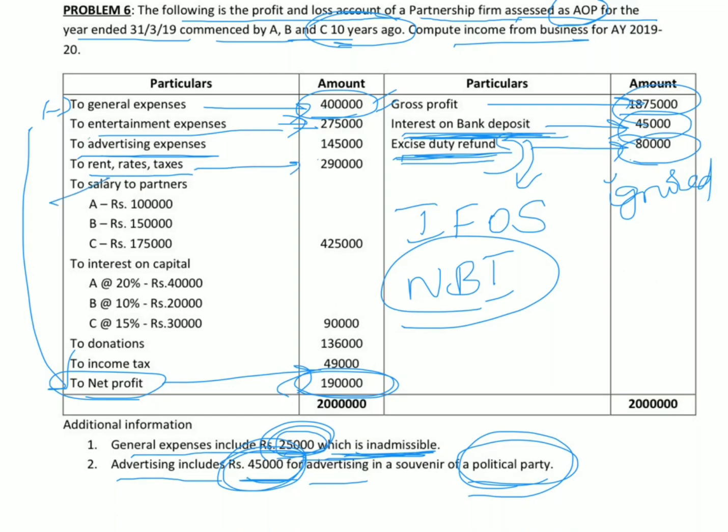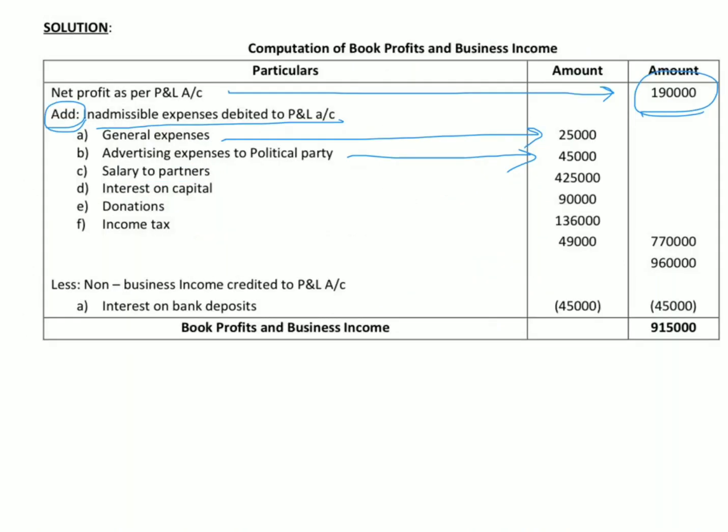The next point we have is salary. Salary, bonus or commission given to a partner is always inadmissible. So we have to add it back to the net profit as inadmissible expense. So salary to partners 4,25,000, summing up all the values of each partner.